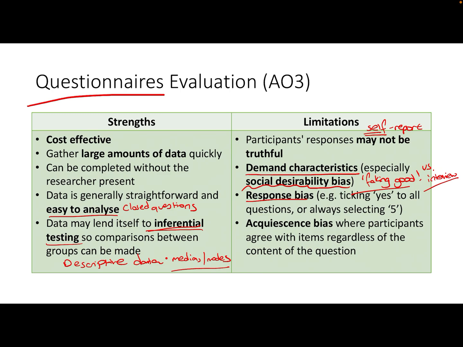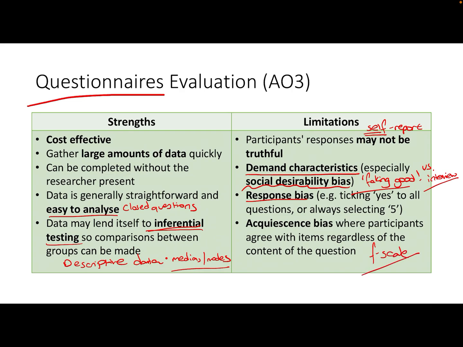What we can also have is a particular form of response bias called acquiescence bias, and this is where participants agree with the items regardless of the content of the question. So they will just say, yep, true, strongly agree, even if they don't actually think that. And we'll talk about this more in reference to a particular questionnaire known as the F scale.